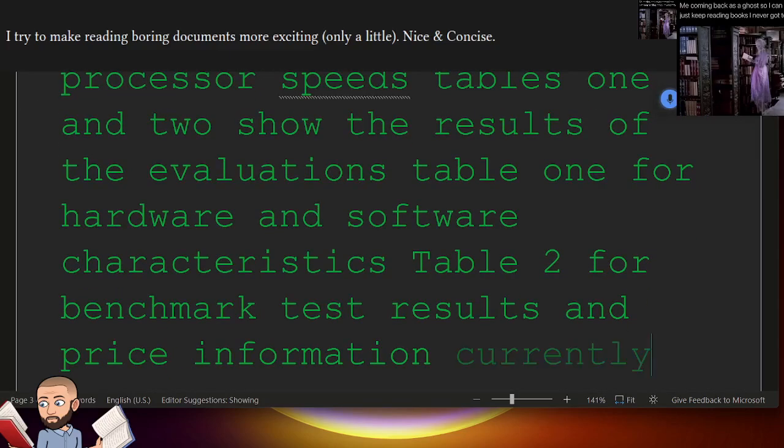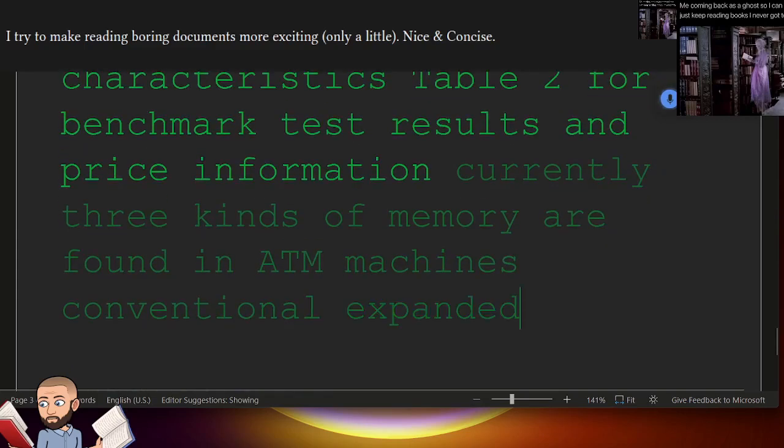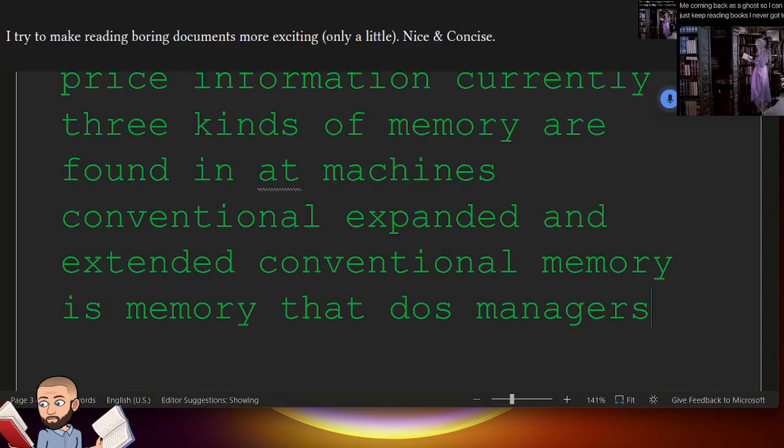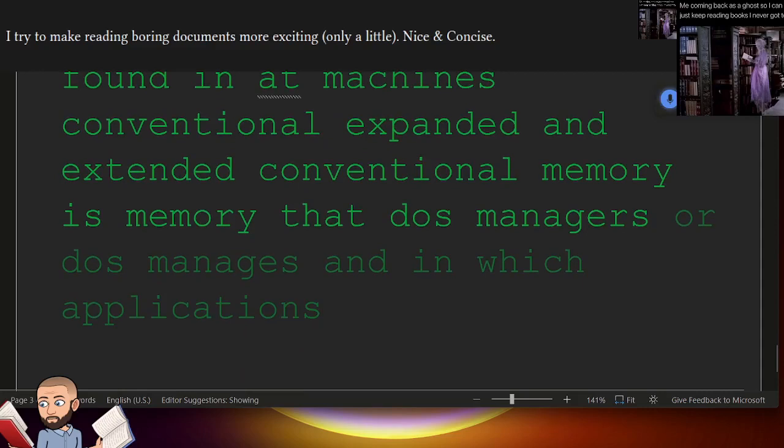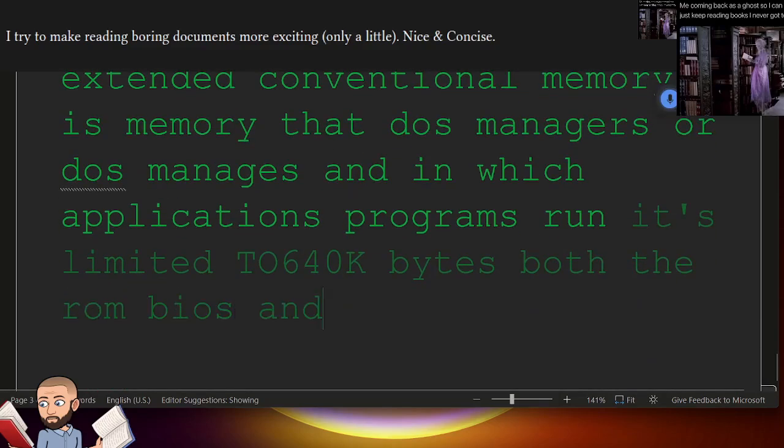Currently, 3 kinds of memory are found in AT machines: conventional, expanded, and extended. Conventional memory is memory that DOS manages and in which applications programs run. It's limited to 640K bytes. Both the ROM BIOS and DOS are coded to use this memory in real mode.